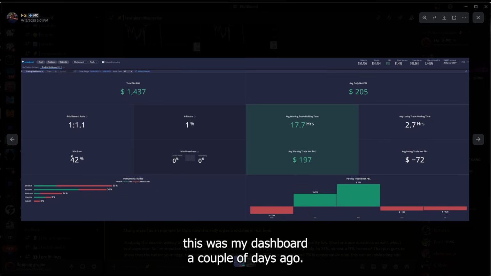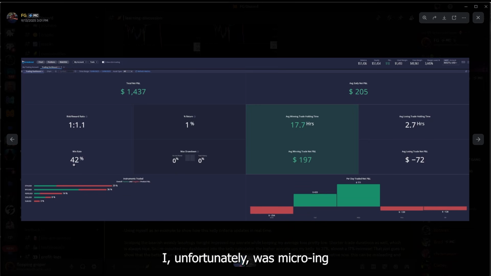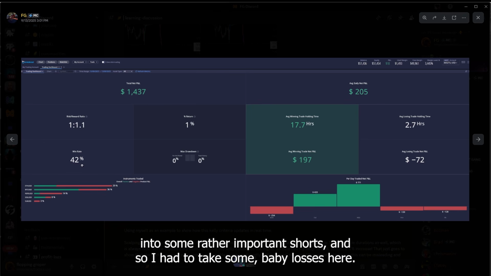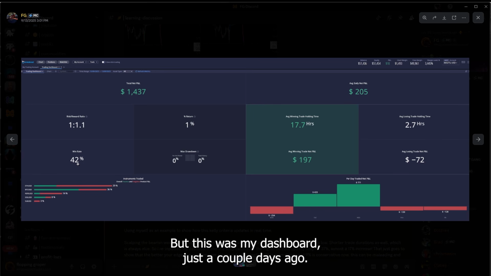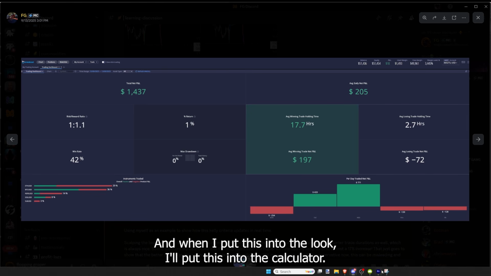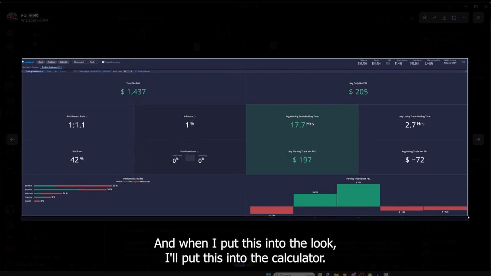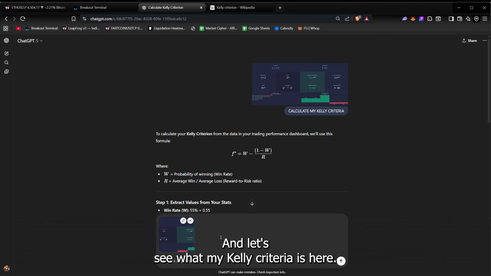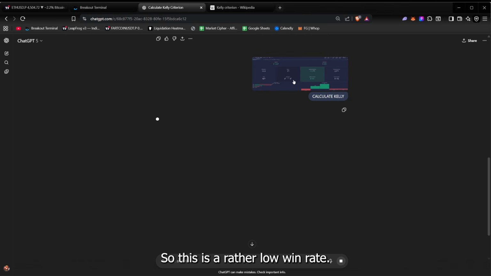This was my dashboard a couple days ago. I unfortunately was microing into some rather important shorts, and so I had to take some baby losses here. But this was my dashboard just a couple days ago. And I'll put this into the calculator, and let's see what my Kelly criteria is here. So this is a rather low win rate.